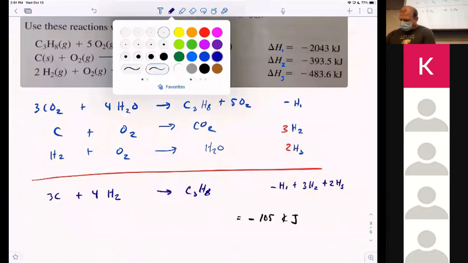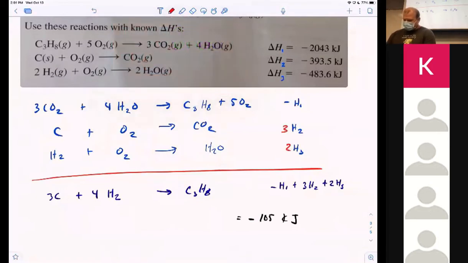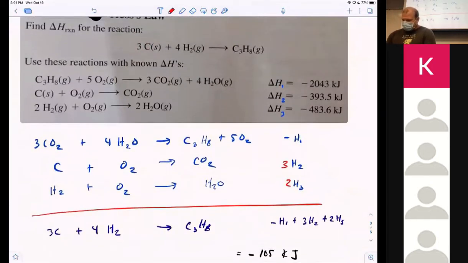the way I like to do it is to look at the reactants. So 3 carbons, 1 carbon. So I multiply this by 3. And 4 hydrogens. This should be 2, 2. 4 hydrogens, and there's 2 hydrogens here. So I have to multiply the bottom equation by 2.